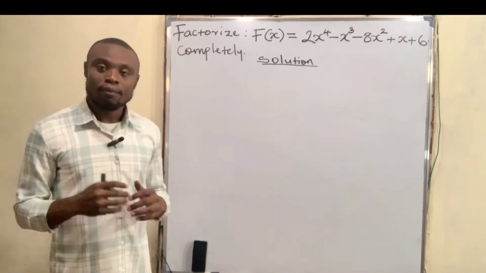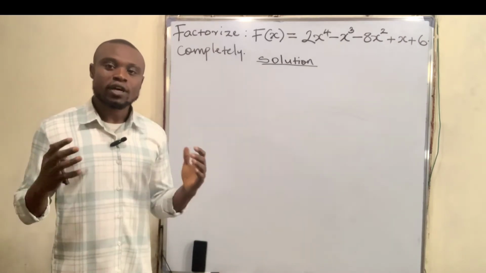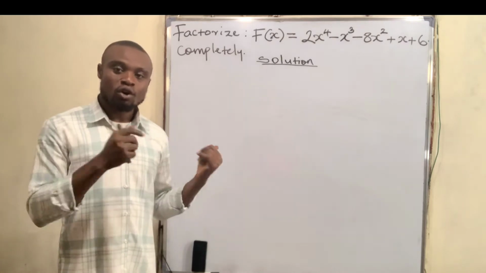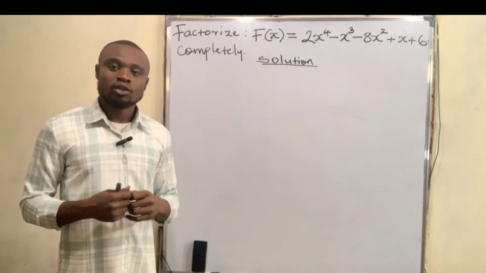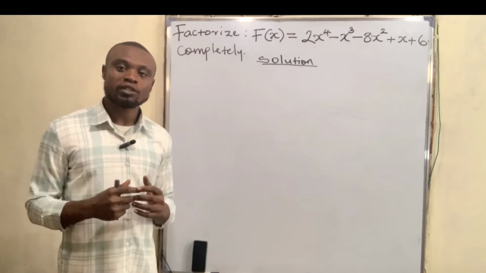It is a polynomial particularly with the power of 4, so it is called a quartic polynomial. Factorizing this polynomial completely means we have to find all the factors of that particular polynomial. So I am going to use the factor theorem that I talked about in my previous video.